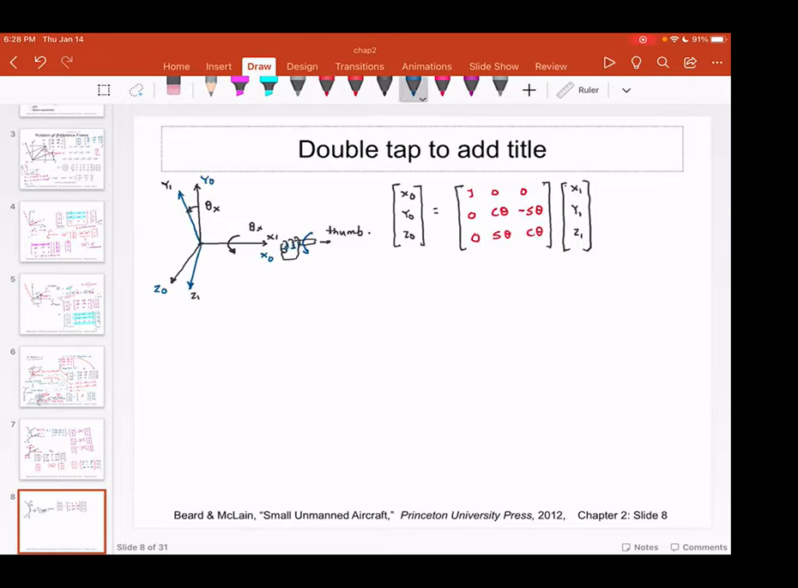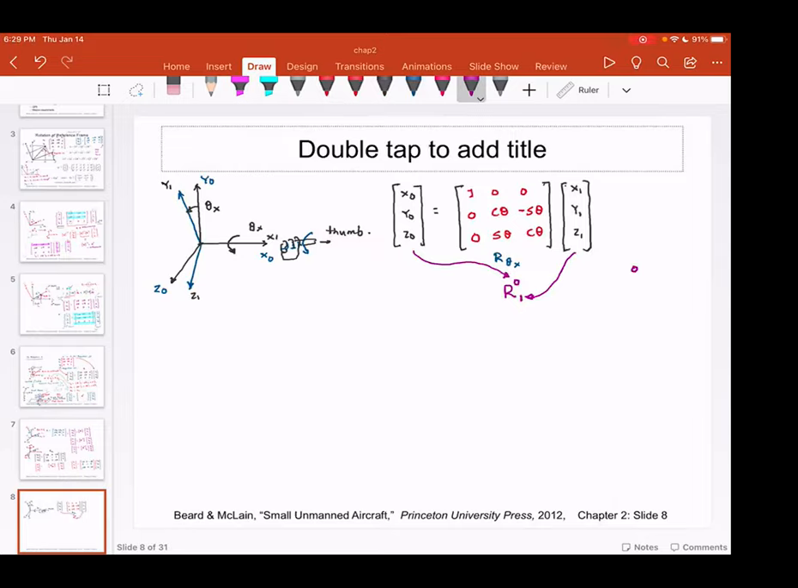But this is our theta x. And there is a convention that I want you to be familiar with. This is the convention that is used in the textbook. In the textbook, the convention is something like this, where this rotation matrix is from the previous frame to the next frame.